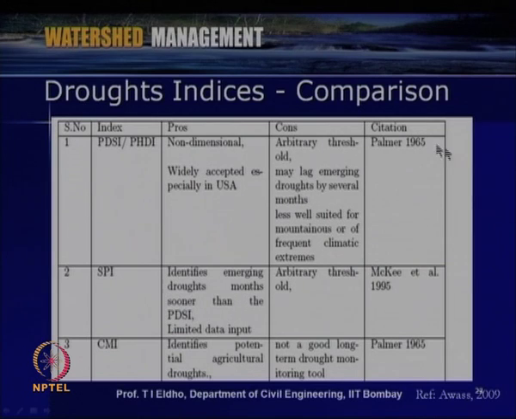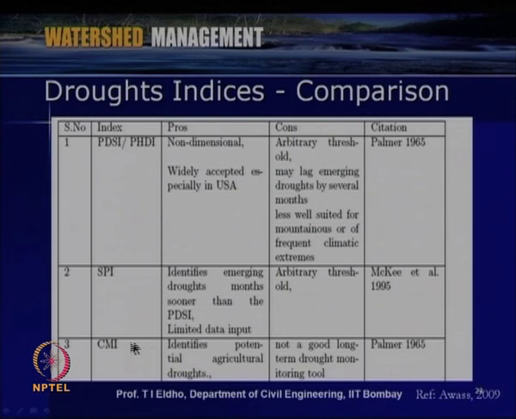This has been derived by Palmer in 1965. Then the standardized precipitation index generally identifies emerging droughts months sooner than the Palmer drought index, and the advantage is that only the precipitation data is needed. Here also there is a limitation, an arbitrary threshold, since the drought analysis is based only on the precipitation, and it is given by McKee in 1995.